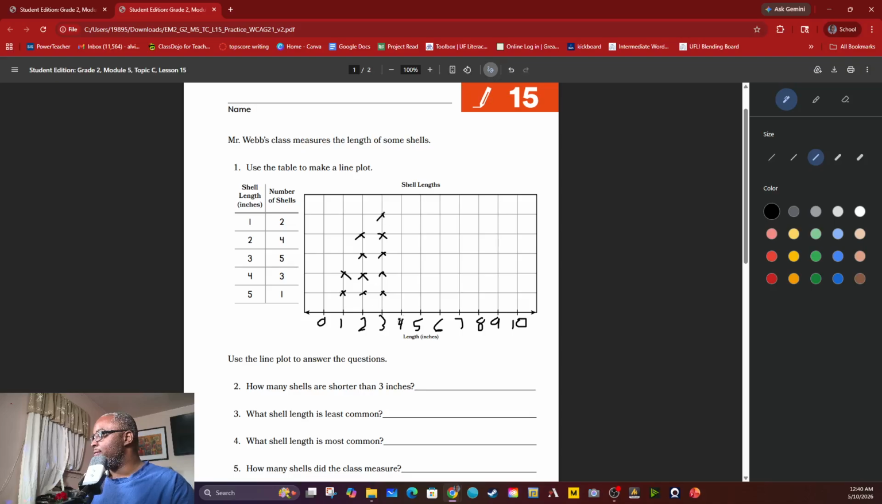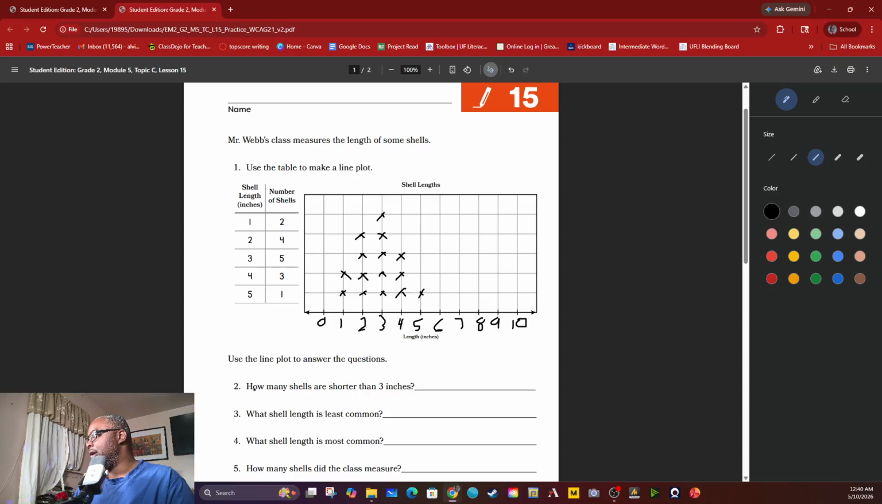Okay, and then for 4, we just need 3: 1, 2, and 3. And then for 5 inches, we just need one shell. Okay, so again, number 0, 1 through 10, and then just plot the numbers on the number line, just like so. So now we're ready to answer the questions.